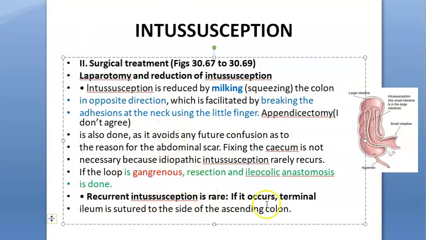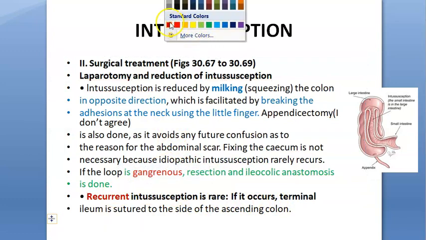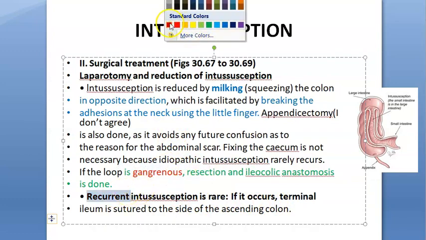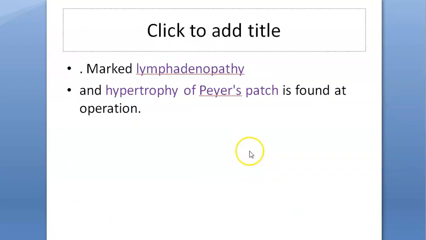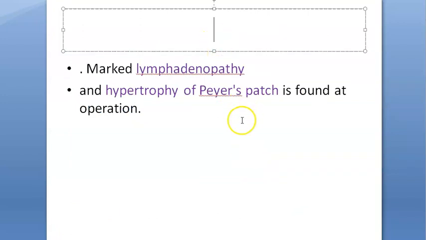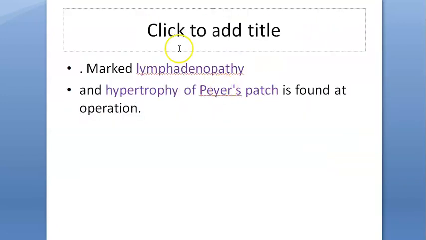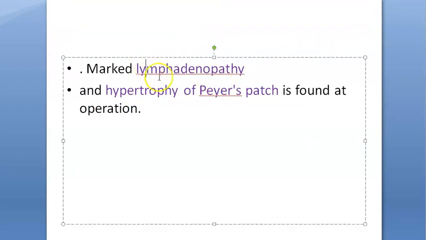Okay, so you tie it, only if it is recurrent, okay? Then you suture the ileum to the side of the ascending colon. That's it. So this is the treatment of intussusception. They said that in surgery, when you're doing, you can see marked lymphadenopathy and hypertrophy of the Peyer patch, right?